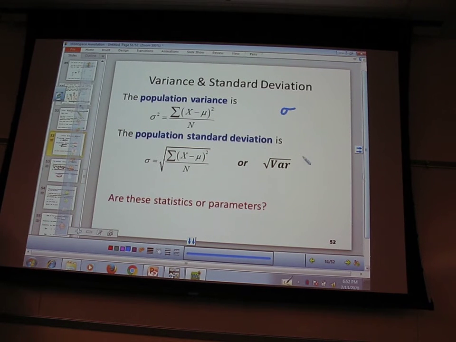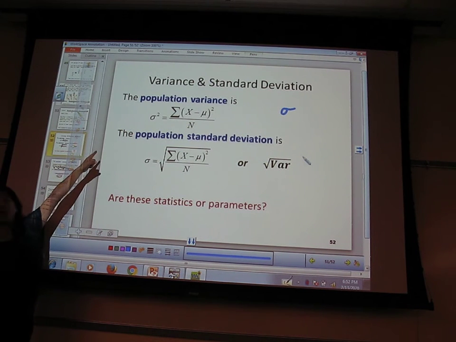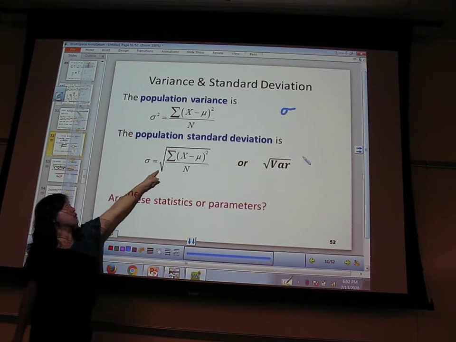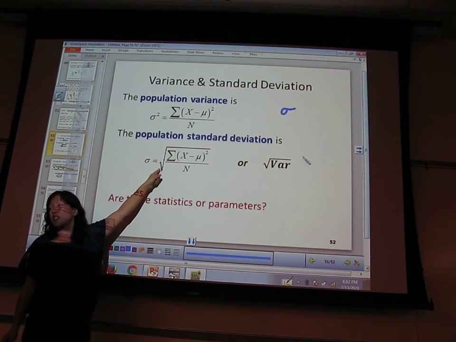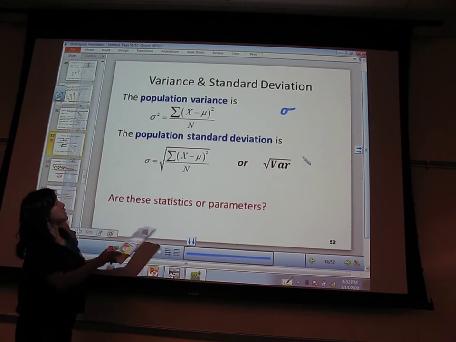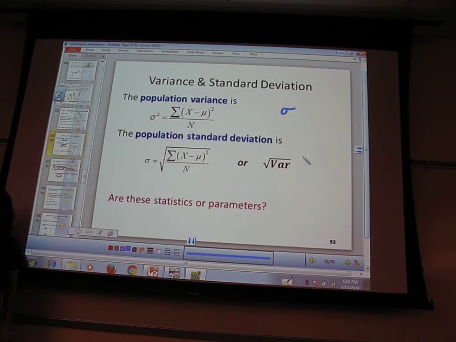Are these statistics or parameters, guys? Parameters, because they're for a population. This is a population variance. This is a population standard deviation. See this has a little square root symbol over it? It's the square root of that. So if this one's 9, this one would be 3, the square root of it. They're not the same.